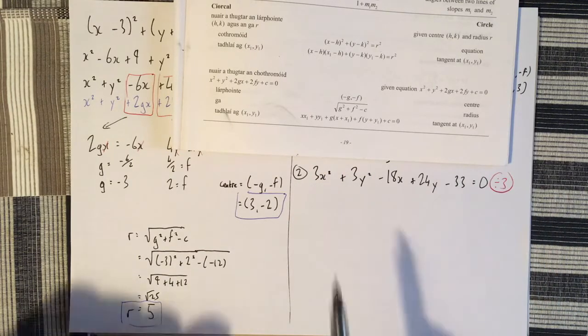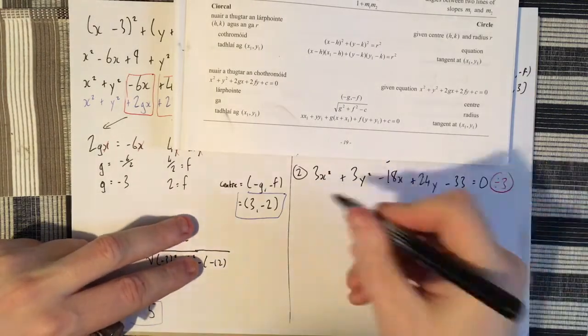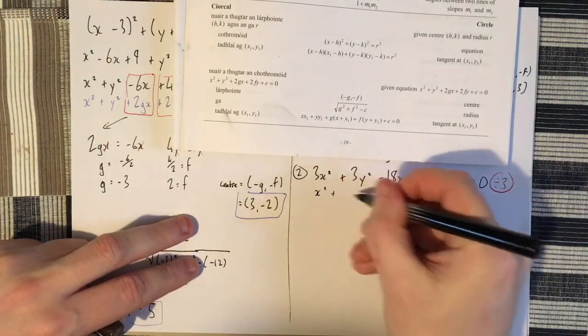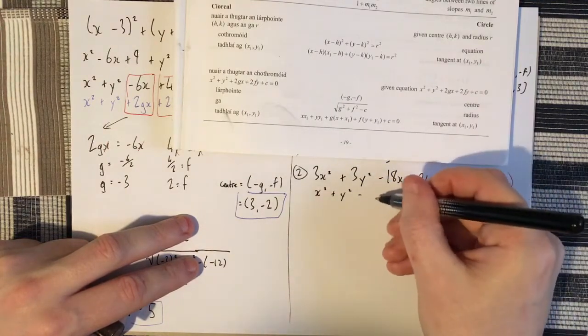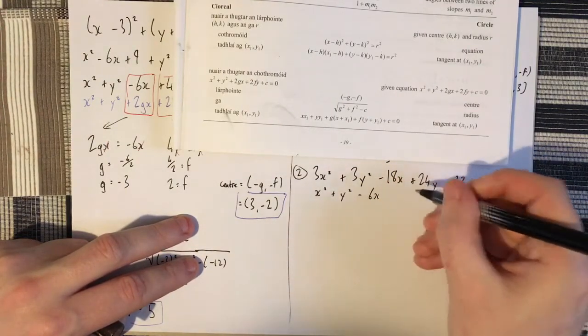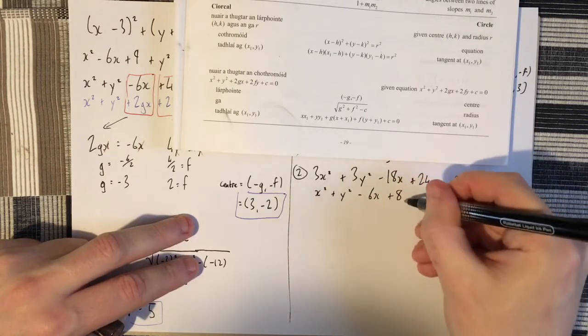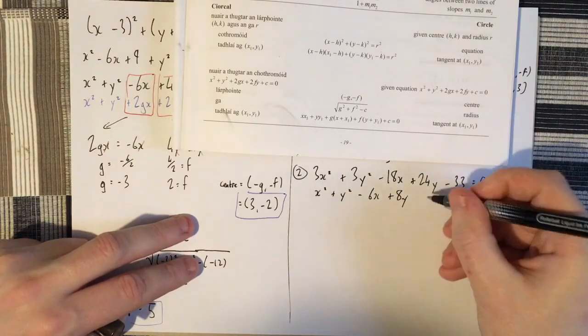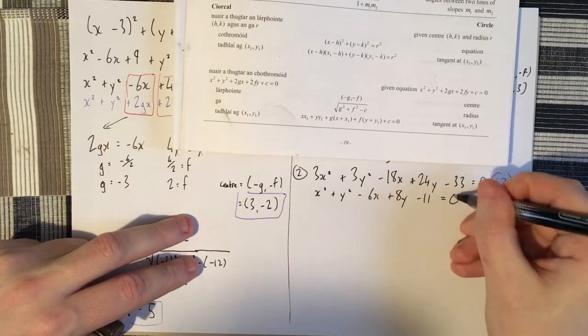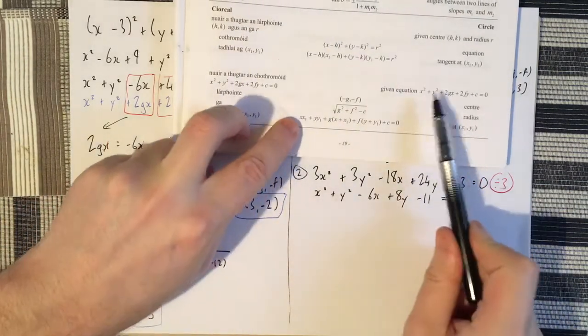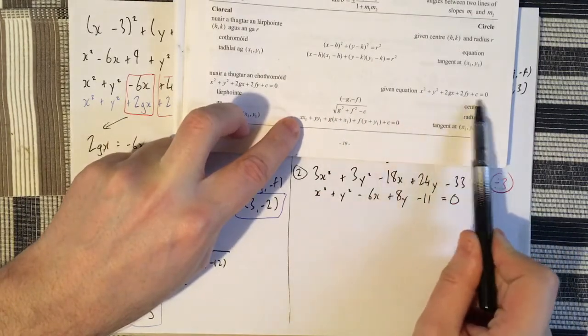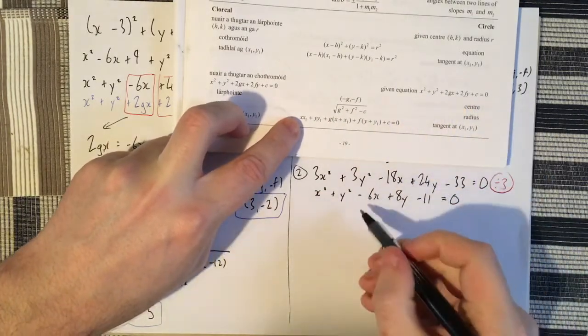So dividing across by 3 here, 3x squared divided by 3. So x squared plus y squared. Don't forget to divide everything. So minus 18 divided by 3 is 6. 24 divided by 3 is 8. 33 divided by 3 is 11. All right, so that's the first thing I need to do, divide across by 3, and now it's in this form that I want. So just pick out what you need.